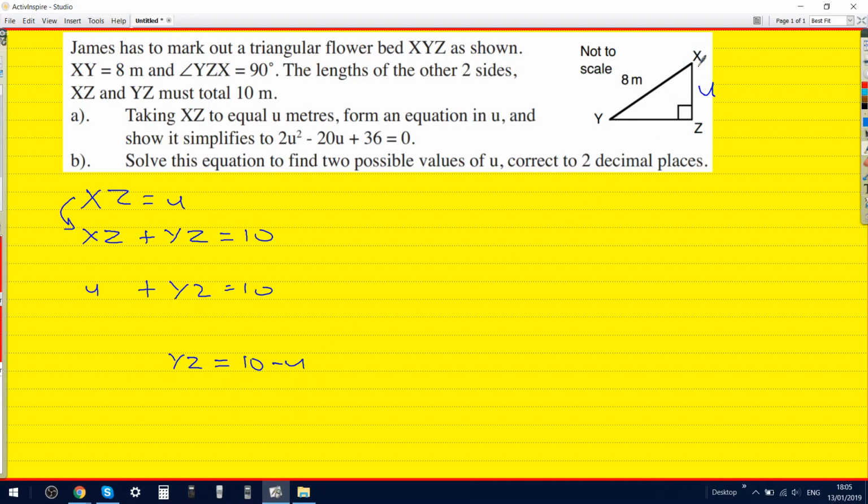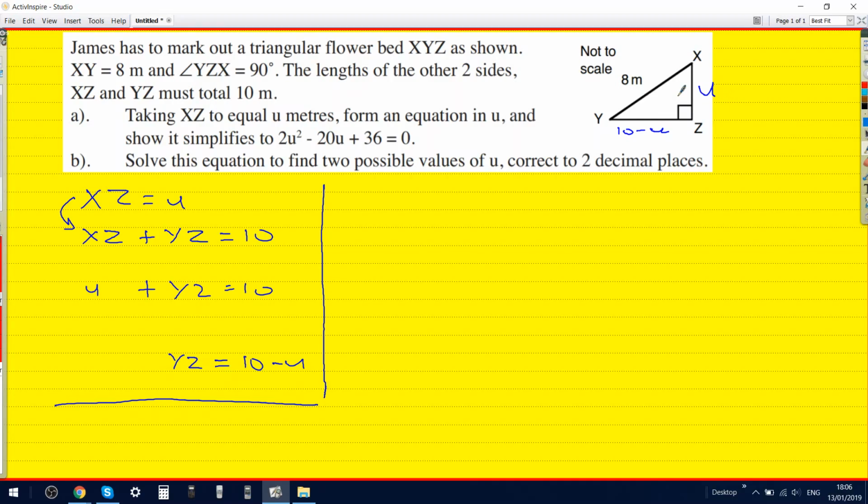So this triangle, XZ is the height, that's U. YZ is the base, that's 10 minus U. You have to make some equation so that you can solve U. Any idea what equation you can make? Quadratic equation? Yeah, and how would you do that? I'm not sure. Because it's a right angled triangle and involves three sides, do you know what formula is used for right angled triangles and three sides?